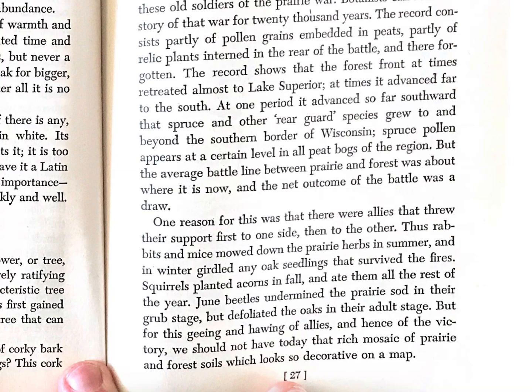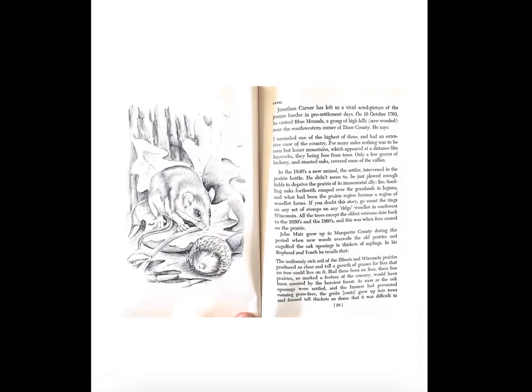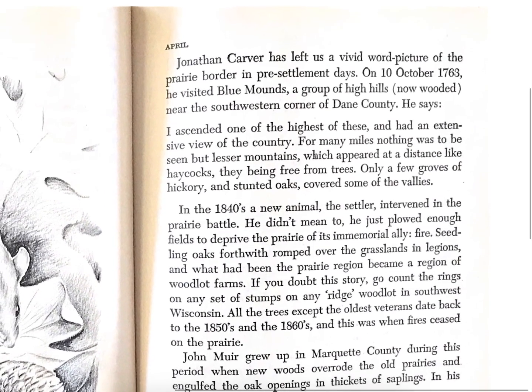And he talks about June beetles, how they kind of did a little bit of both, right? They chewed on some of those prairie plants in the grub stage in the ground, but then once they hatch out into an adult June bug, they fly off and eat oak leaves. So they kind of were fighting for both sides a little bit there. All right, on to the next page here.